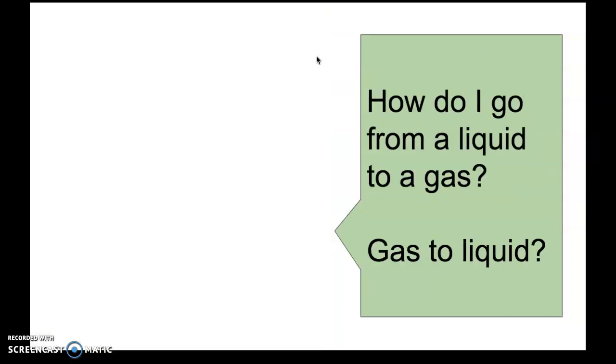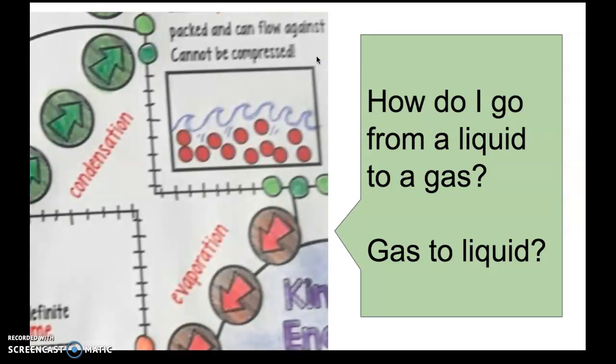Now tell me, how do I go from a liquid to a gas? What's that called? This should be reviewed from our hydrosphere unit, so hopefully you remember that when I go from a liquid to a gas, we call it evaporation. And when I go from a gas to a liquid, we also learned about this in our hydrosphere unit, it is called condensation. So fill those in on your notes.